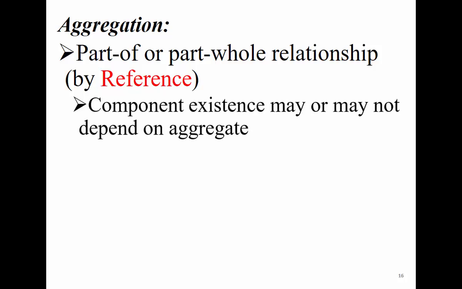Aggregation, we say, is the part-of or part-of-the-whole relation. And in brackets, I mentioned reference. That means when you have aggregation relations, think about reference. We are sharing the reference. What do I mean by reference? We share the address where the object exists. We're not taking the whole object. I just give you the address of the object. I'm not giving you the object itself.